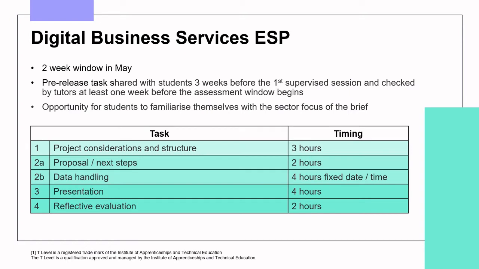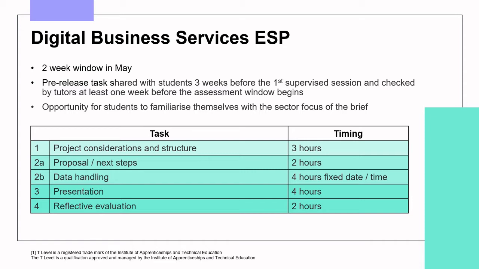Then we have the employer set project. And we'll begin by looking at the employer set project for digital business services. The employer set project, or ESP for short, occurs during a 2-week window, which begins in May for the summer series and in November for the autumn series.